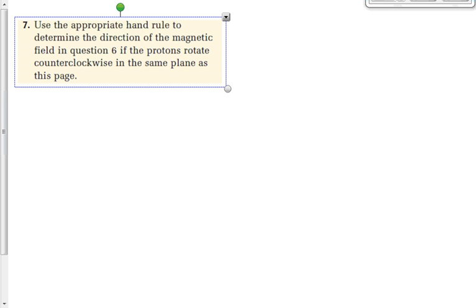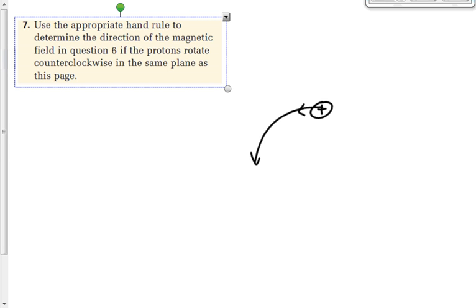7 and 9. Use the appropriate hand rule to determine the direction of the magnetic field in question 6 if the protons rotate counterclockwise in the same plane as this page. So here's my proton. Here it's rotating counterclockwise. Which way do we need the magnetic field to point in order to cause that to happen?